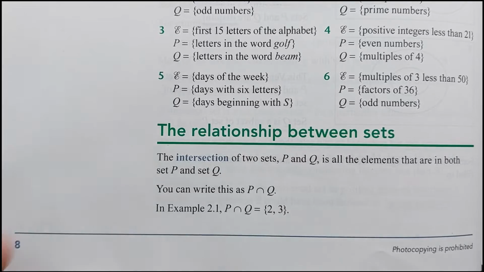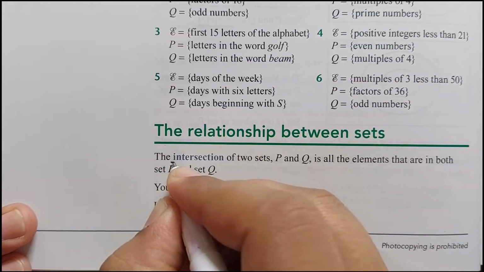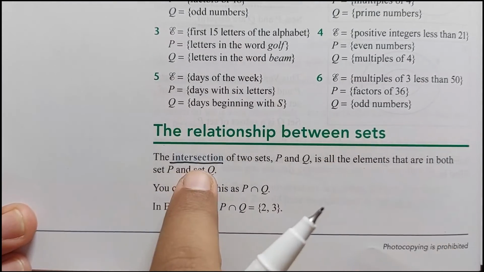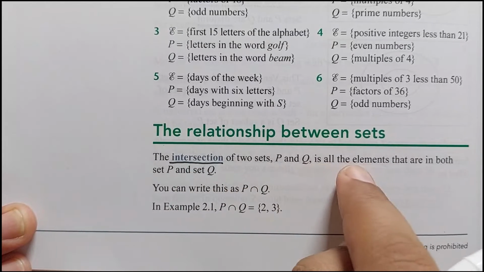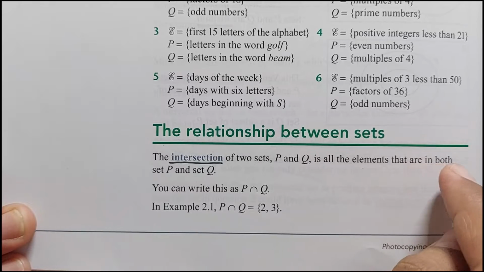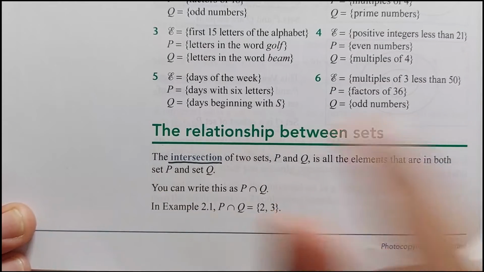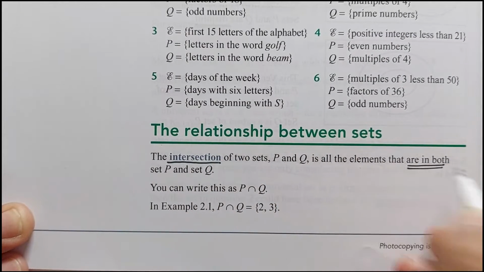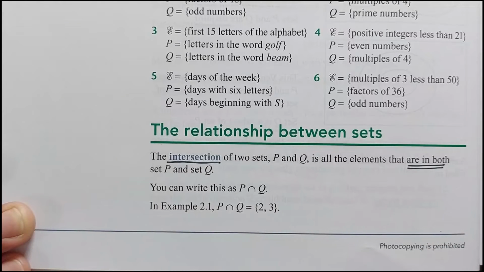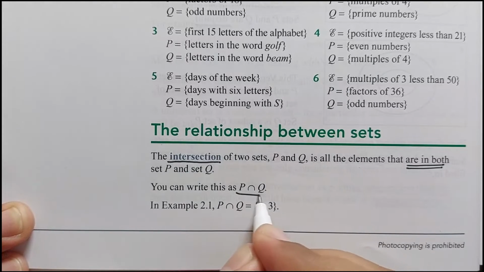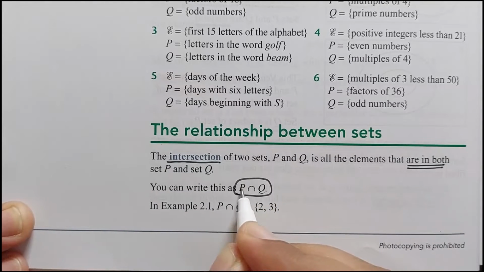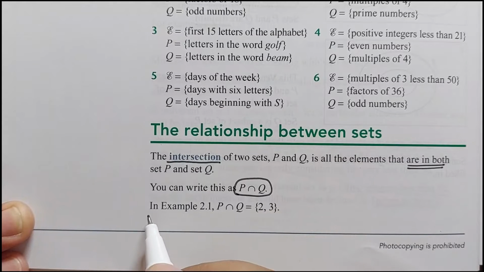The first relation in this section is the intersection. The intersection of two sets P and Q is all the elements that are in both set P and set Q. You can write this as P intersection Q. This is the notation to write down the intersection of two sets.